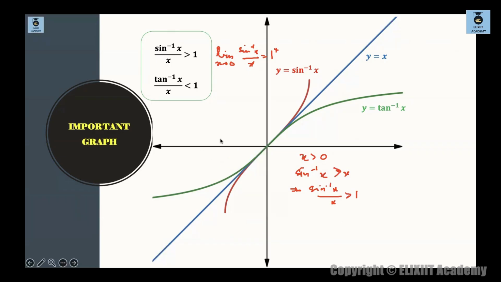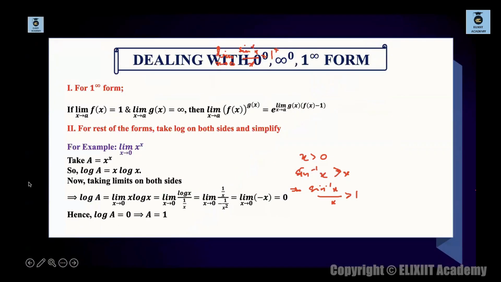And the same thing holds here also. If you take the negative quantity, once you take the negative quantity, the orientation will change and you'll get back the same thing. Okay. So these are standard graphs you are supposed to remember. These are extremely important. And there comes the last thing, which is these forms.